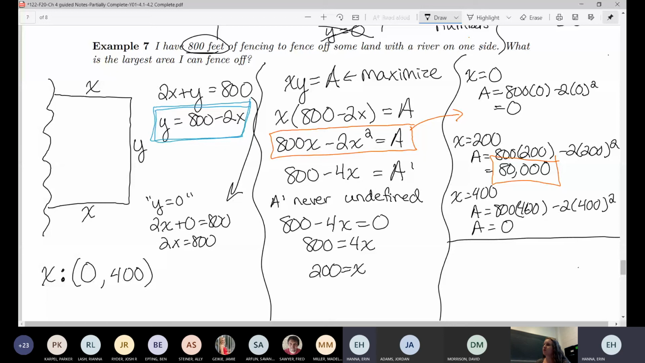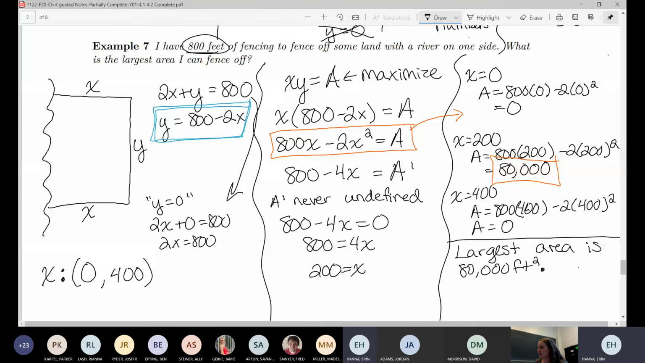So what did they ask for? They asked for the largest area. So technically the only thing we need to say is that 80,000. So the largest area is 80,000 feet squared.